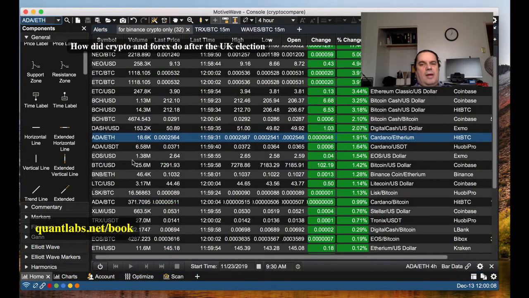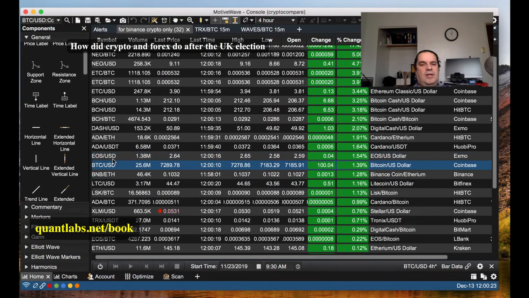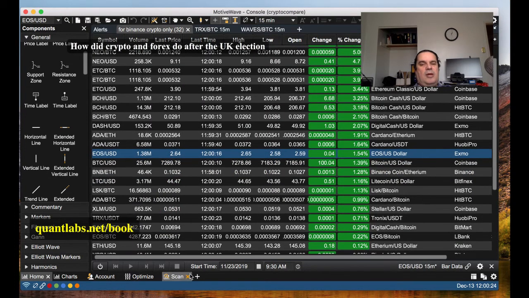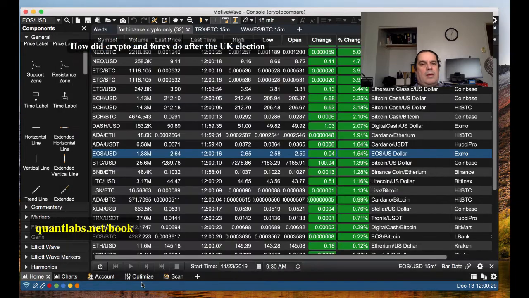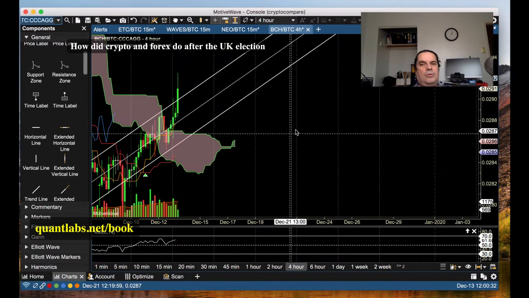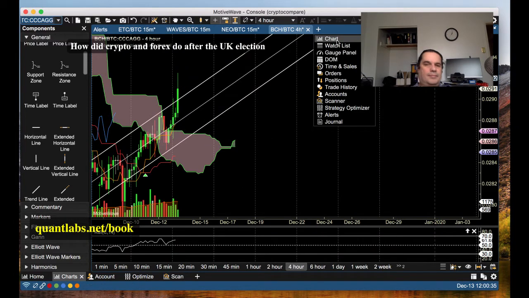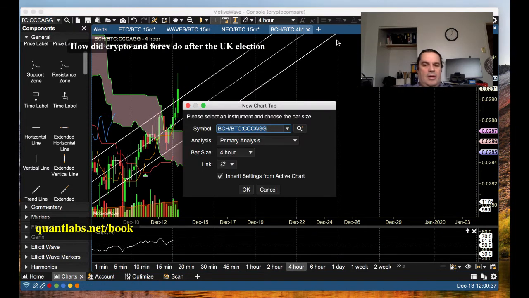So what do we got here? ADA, EOS, Bitcoin USD is up. BMD is up. Litecoin USD is up. LSK is somewhat up. So we have two USD. So let me try EOS. Charts. So we're going to do EOS USD. I've seen a lot of EOS lately.